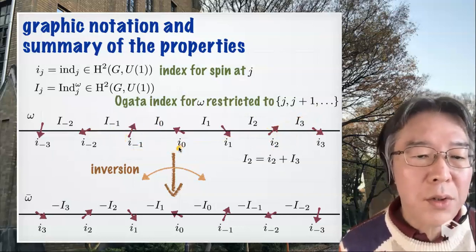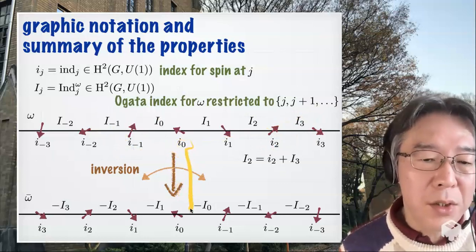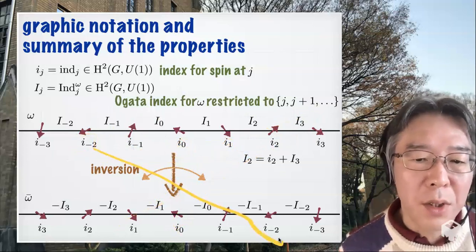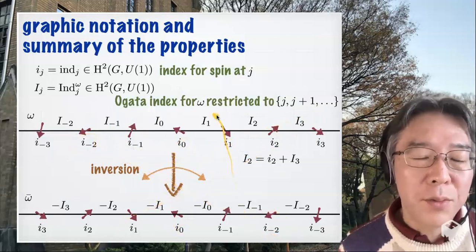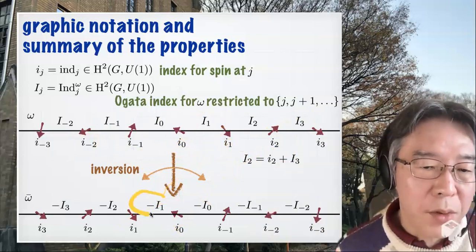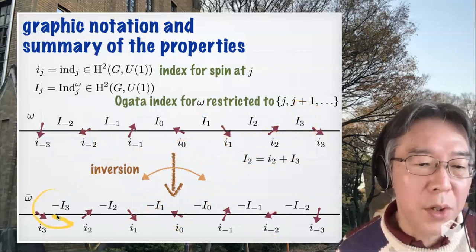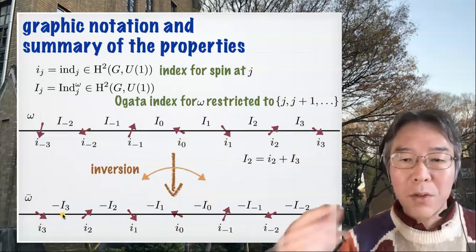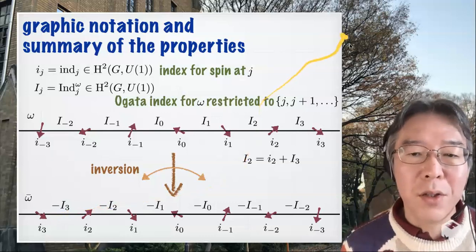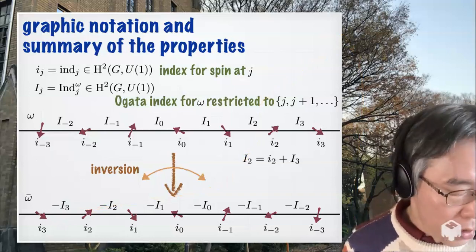Now if you want to apply an inversion transformation to this, of course i_0 stays the same, i_1 goes here, i_-2 comes here, and so on. Of course the Ogata indices are also flipped. I_1 comes here, but with a minus sign, be careful. I_3 comes here, but with a minus sign. Okay, this is very natural, and this is the only thing you should know when you apply the Ogata index.